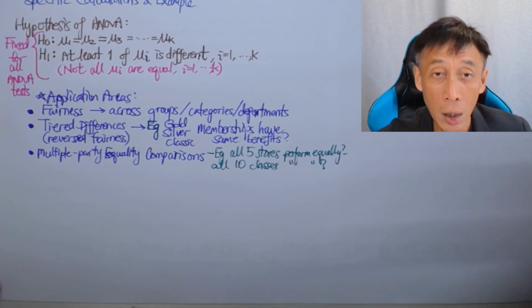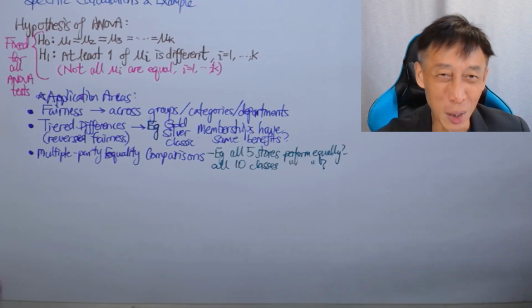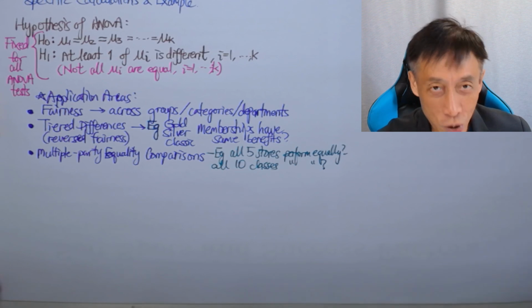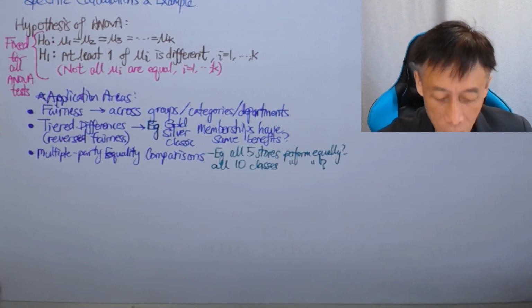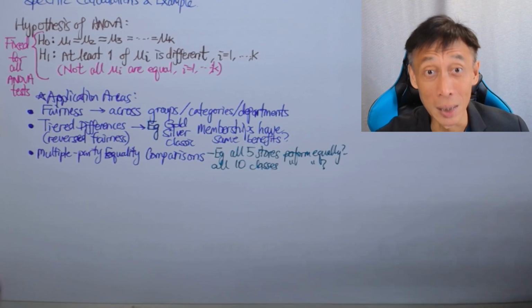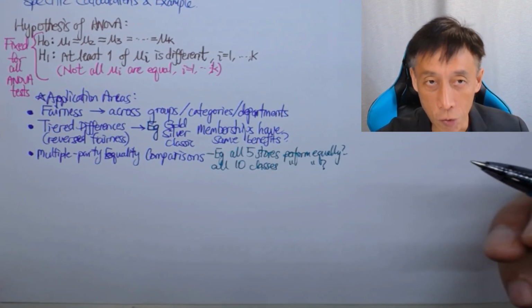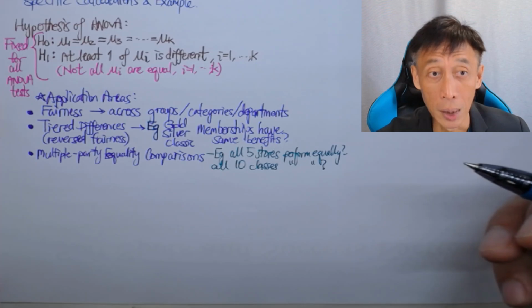There can be HR onboarding classes. You may call it batches, you may call it sessions, right? But people are associated to the batches, associated to the sessions. The notion is the same as classes. So are all the 10 classes performing equally? If not, something is strange, right?